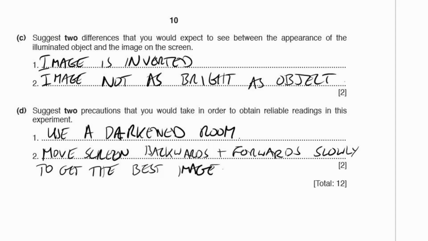And there we go. So use a darkened room, move the screen backwards and forwards slowly to get the best image. Now, surprisingly, one of the ones that I like to use a lot, which is to put a mark at the centre of the lens holder so you can measure the distances more accurately, does not come up in the mark scheme for this particular year. So that's a surprise. But there's 2 very good ones that you can use.